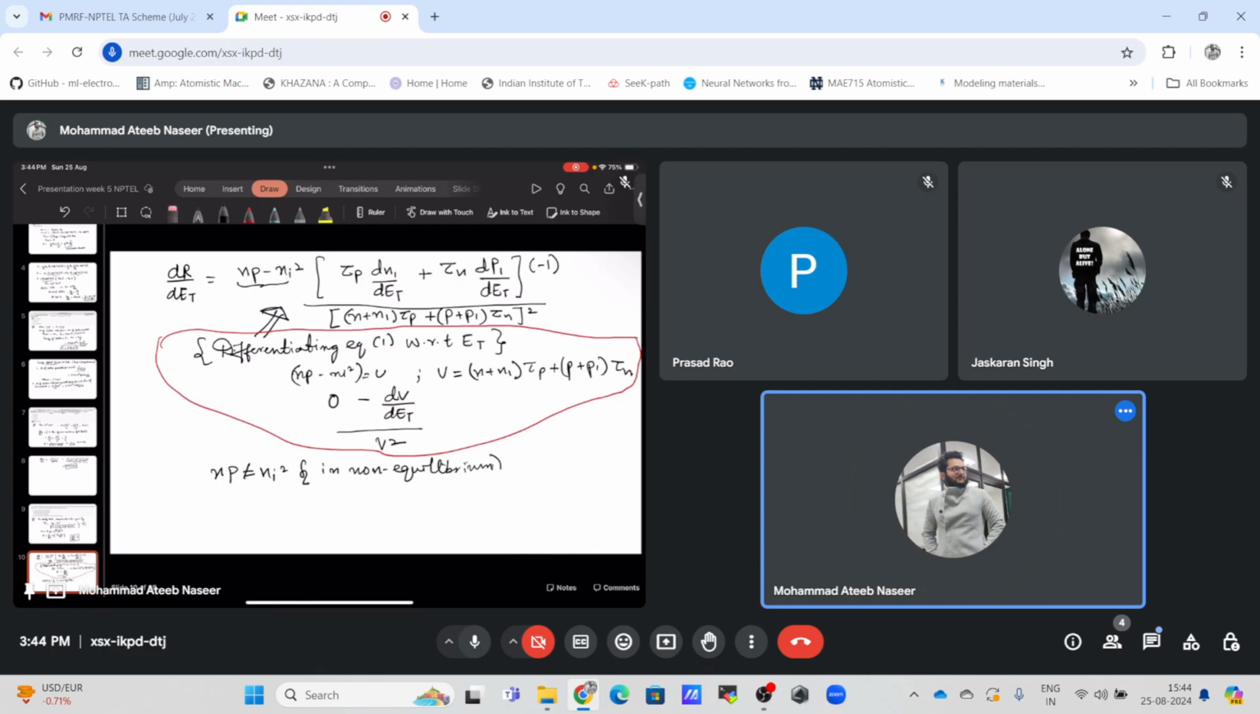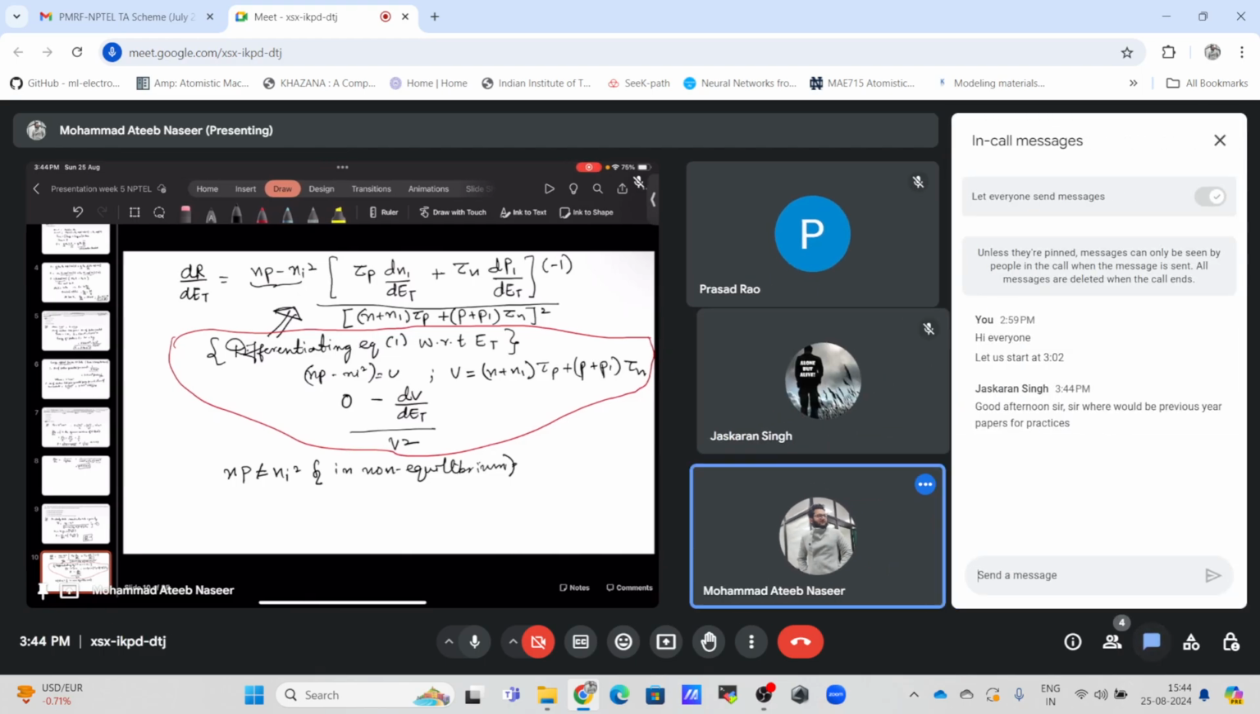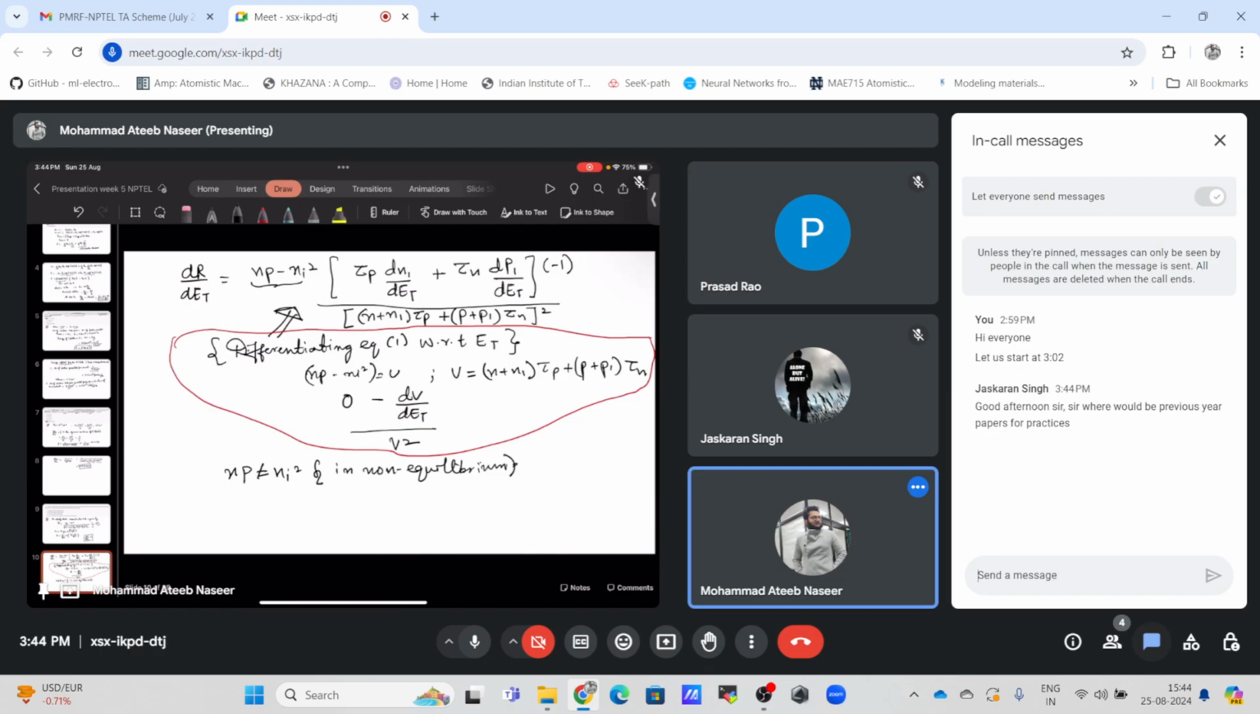Wait a second. I don't know actually. I do not have access to the previous year papers, so I cannot comment on this. You can ask this in the forum because I do not know where to find them. If no one is able to answer, then you can solve problems from various device physics books. That's what you can do. Sorry, I do not know where you can find the previous year papers.